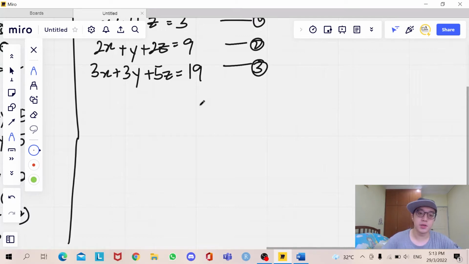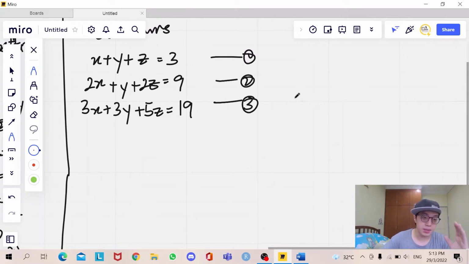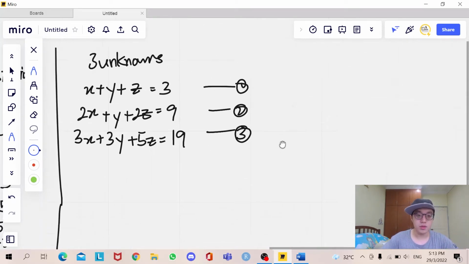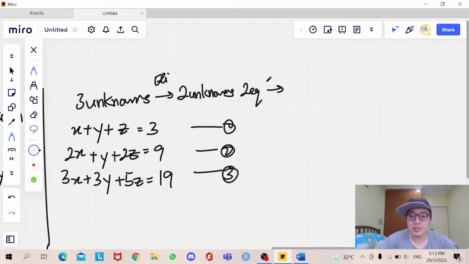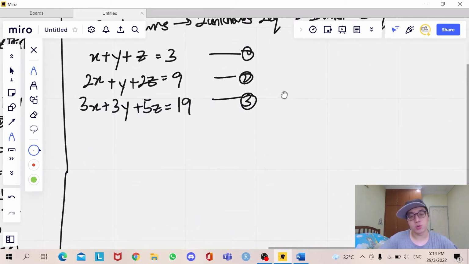So from here, we will first want to eliminate x. From 3 unknowns, we will eliminate into 2 unknowns with 2 equations, and at last we will eliminate to 1 unknown and 1 equation. So this is the plan of how to reduce 3 simultaneous equations to get all the answers.